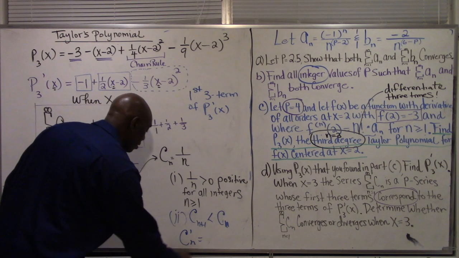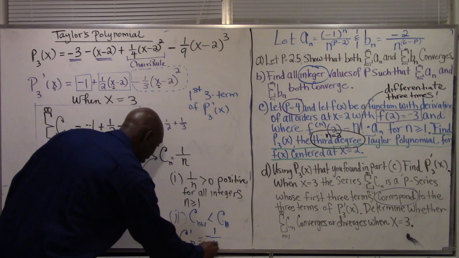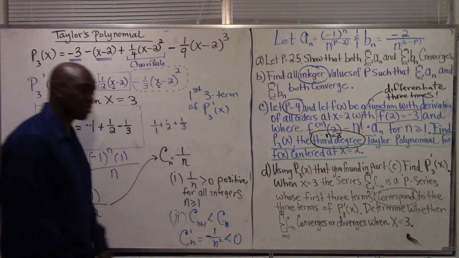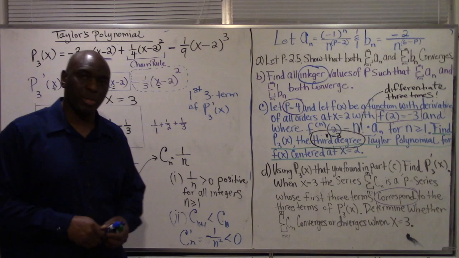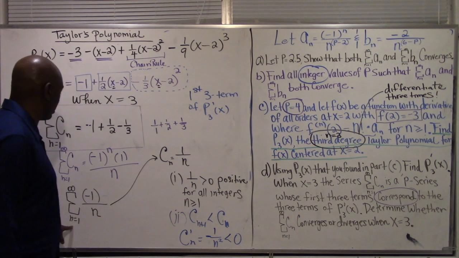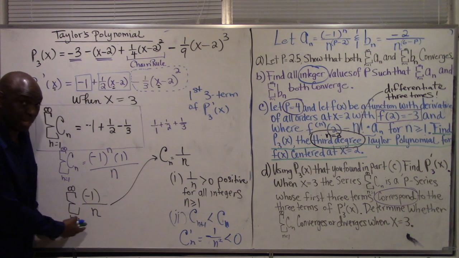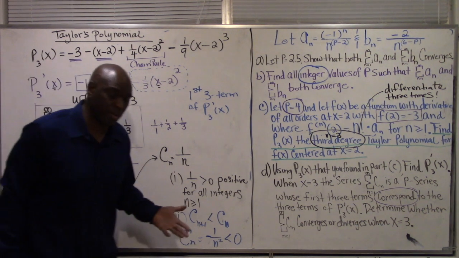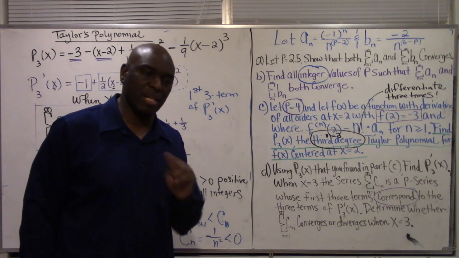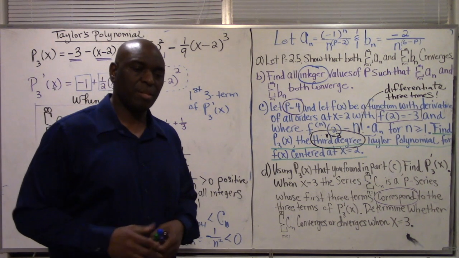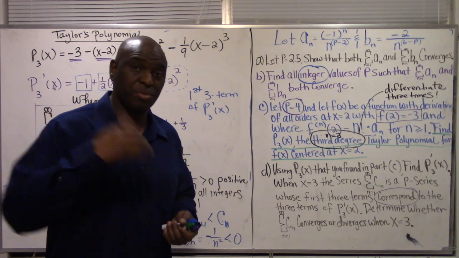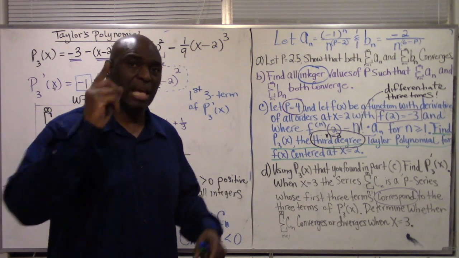C prime of n equals negative 1 over n squared, which is always less than 0. That's always negative, no matter what n values you put in there. And bear in mind, the n values starting at n equals 1, the same n value you put into the series is the same n value you put into the first derivative, or the same n value you put into the second derivative. The n values never change. Okay? The n values always stay the same.